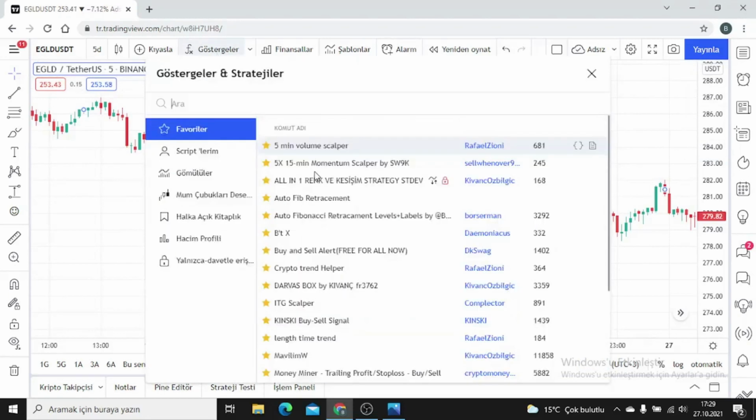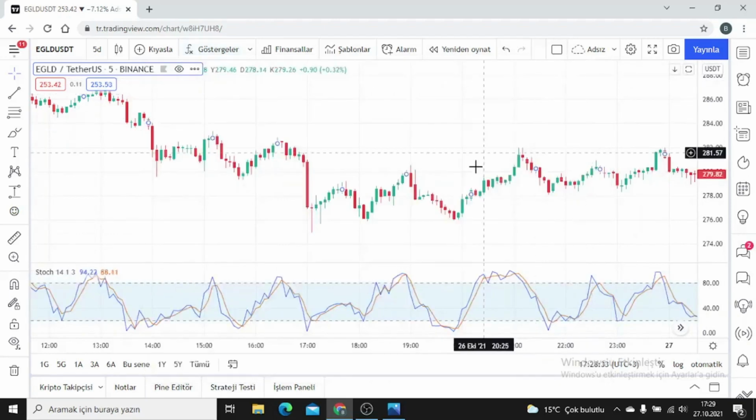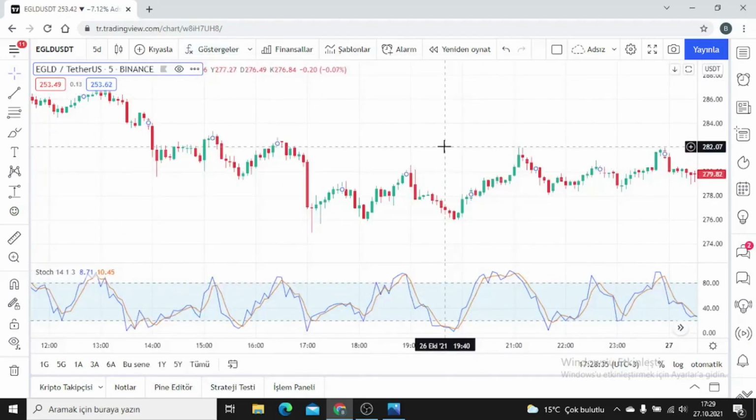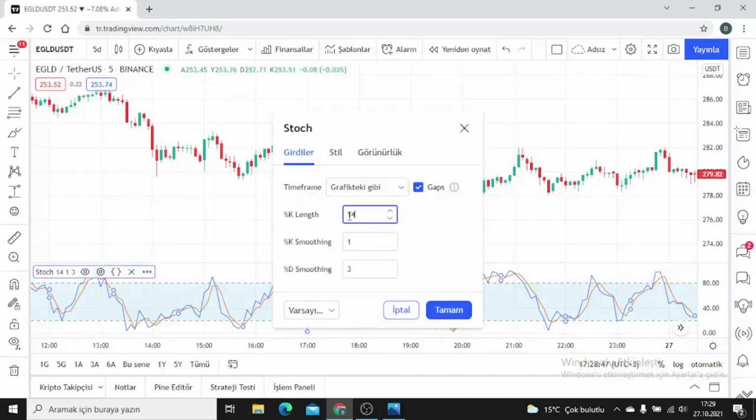I'm going on to our training video, friends. First, I open up the stochastic indicator from the indicators section. You know the previous stochastic settings, we used different, friends. We will use the current settings differently. Because we will make the period 5 minutes and we will do scalping, we are changing the settings.